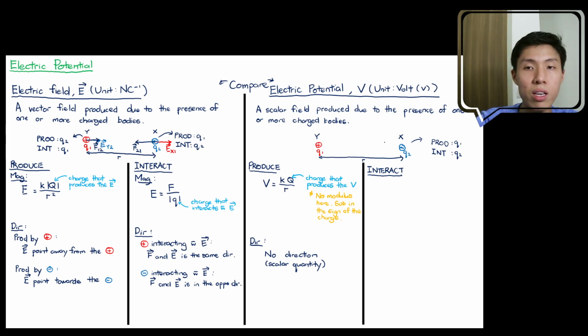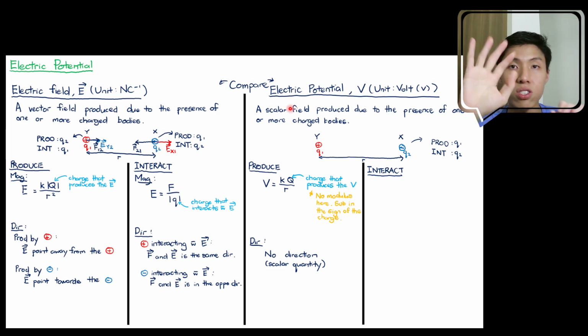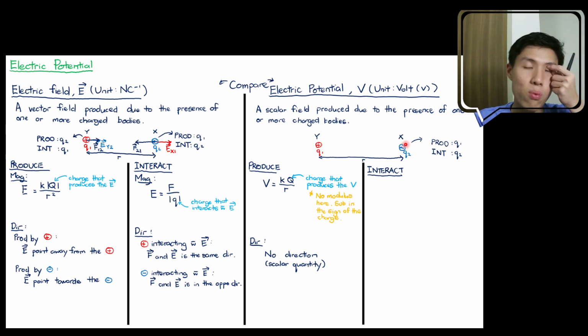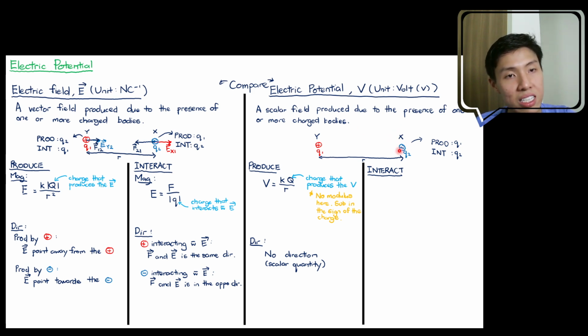Okay, if you think about it, just now, the result of the interaction is the charge experiencing a force. But right now, we are talking about scalars, so there's no such thing as direction over here. So what's the result of it? The idea is, if Q2 interacts with the electric potential at position X, what happens is Q2 together with Q1 will share an electric potential energy in between them. The existence of Q2 at position X causes Q2 to interact with the electric potential over here.